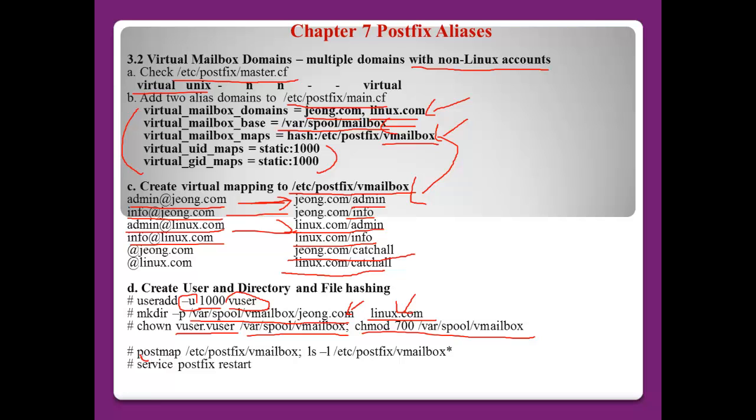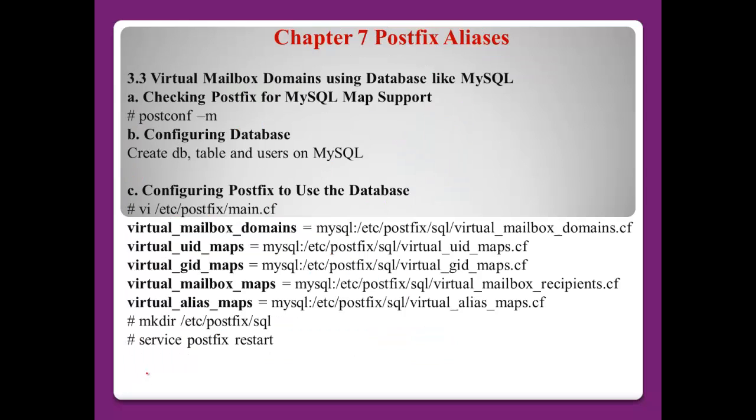And after that, using postmap, we can configure like this. And if we use this command, we can find the vmailbox and vmailbox.db. And after that, we have to restart Postfix.